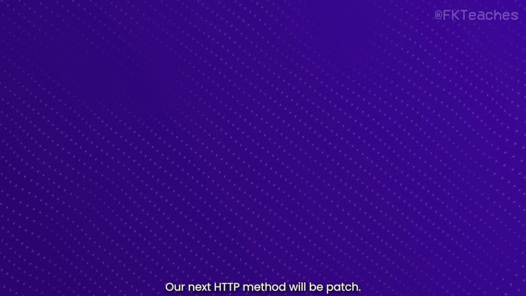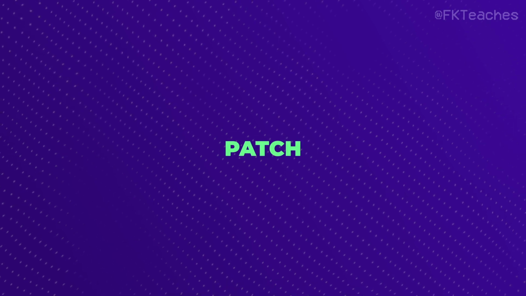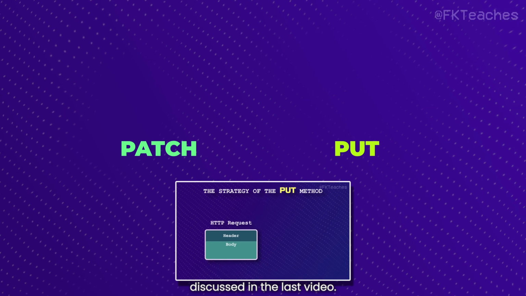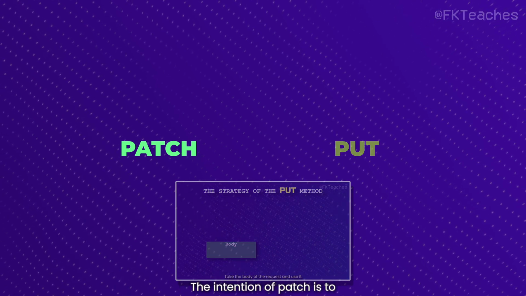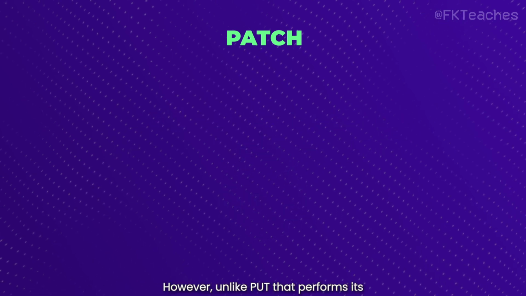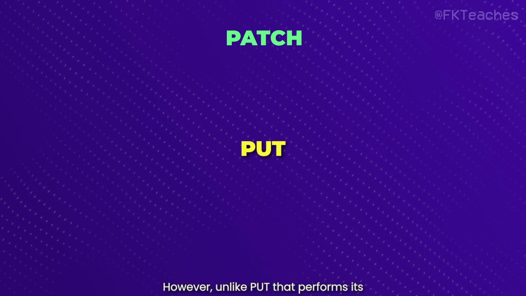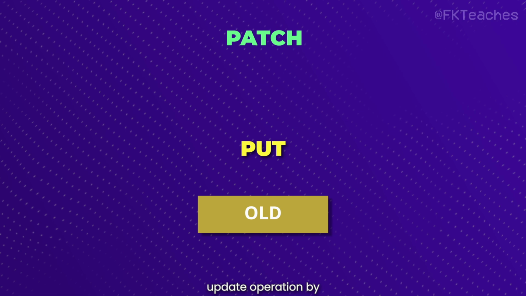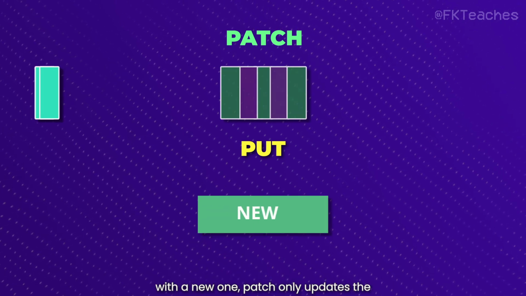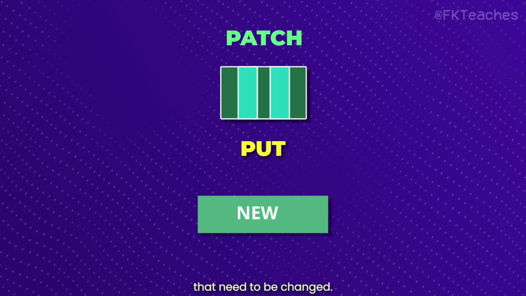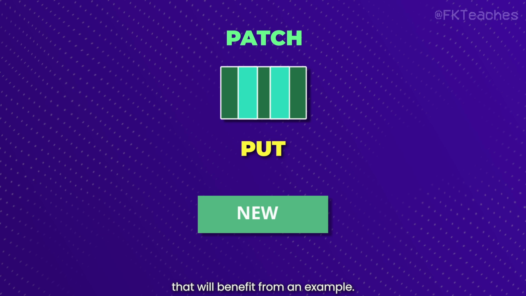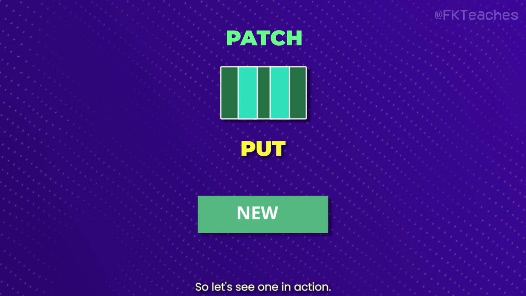Our next HTTP method will be patch. Patch is a very similar method to the put method that we discussed in the last video. The intention of patch is to update a specified resource. However, unlike put that performs its update operation by replacing the entire resource with a new one, patch only updates the parts of the resource that need to be changed. Now, this is one of those explanations that will benefit from an example. So, let's see one in action.